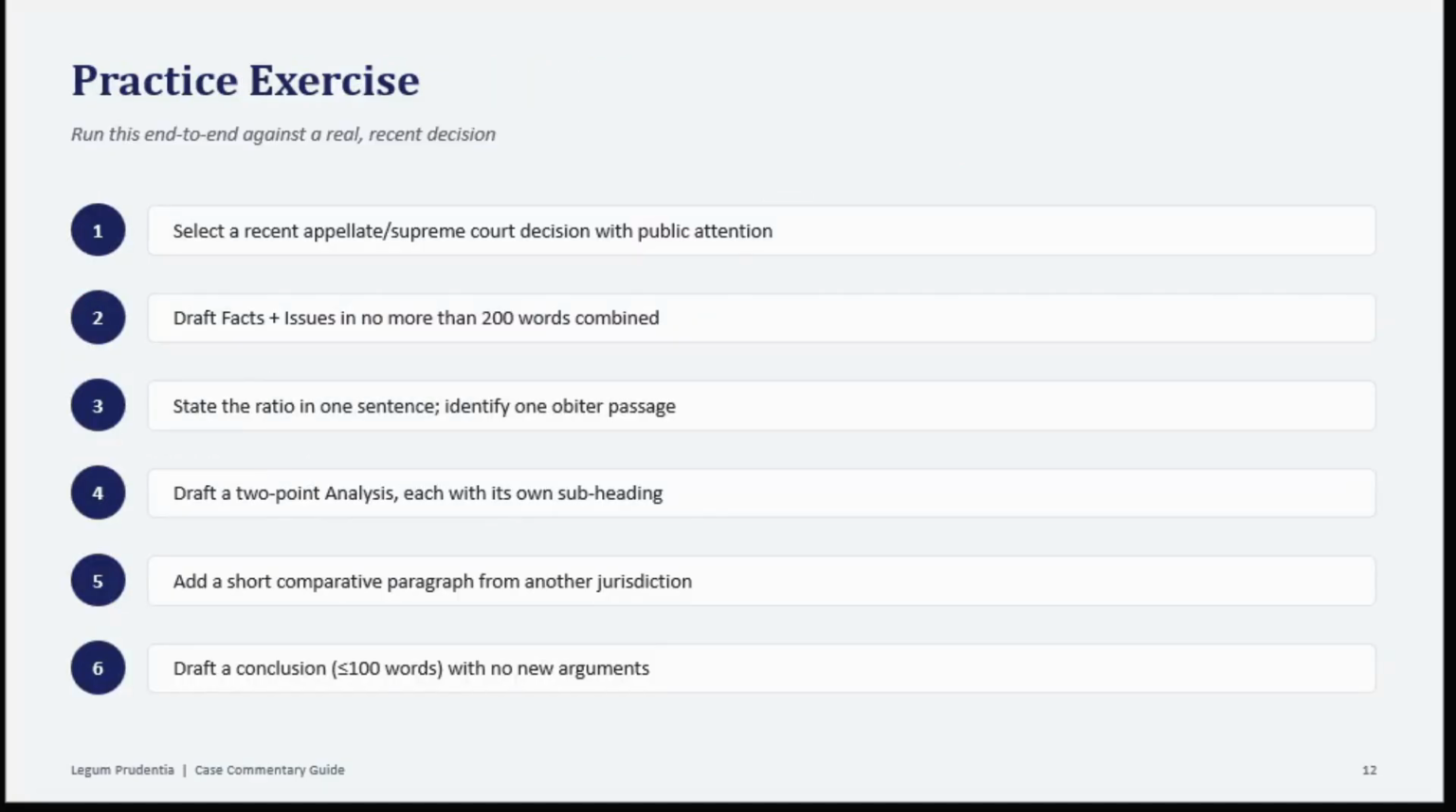Here is a practice exercise for you. Select a recent Supreme Court decision with public attention. Draft facts plus issues in no more than 200 words combined. State the ratio in one sentence. Identify one obiter passage. Draft a two-point analysis, each with its own subheading. Add a short comparative paragraph for another jurisdiction. Draft a conclusion in 100 words with no new arguments.